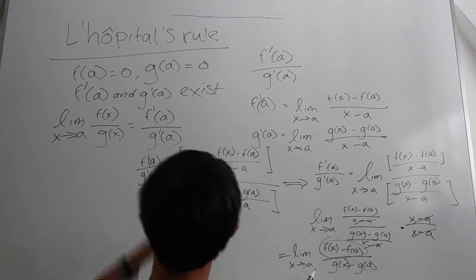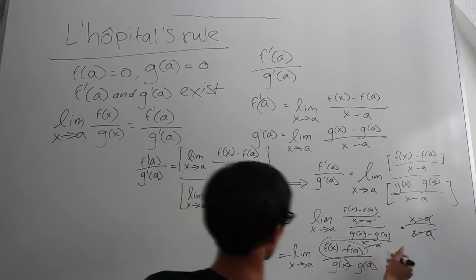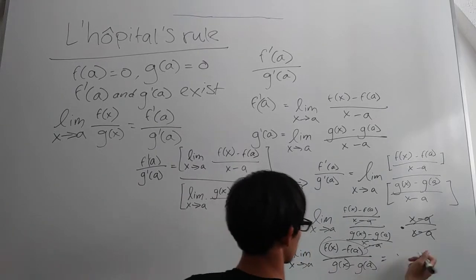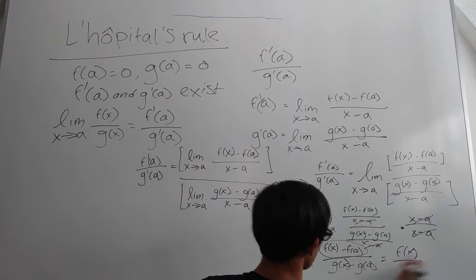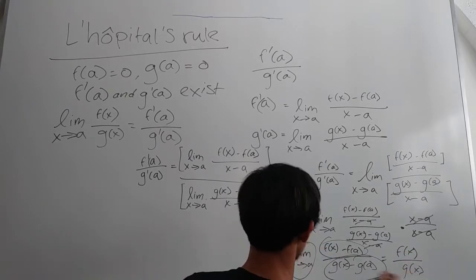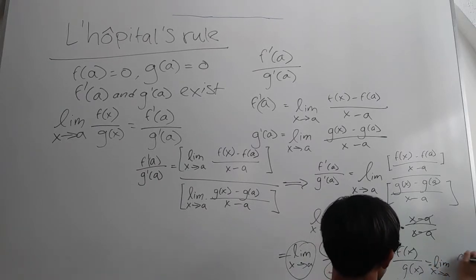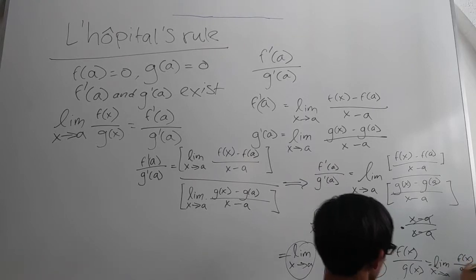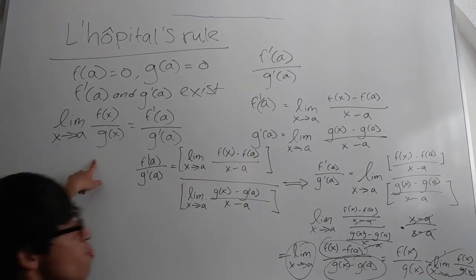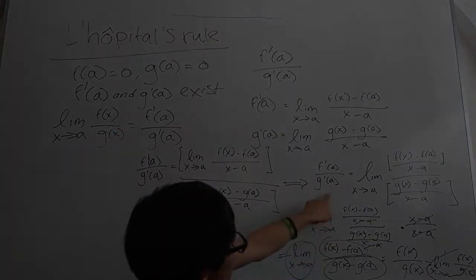This is the same as saying, as x approaches a, f(a) and g(a) are 0, so this is just f(x), right? And this is just g(x). And we take the limit of that. So in total, it would be the limit as x approaches a of f(x) over g(x), which is right here. The limit as x approaches a of f(x) over g(x) equals this.